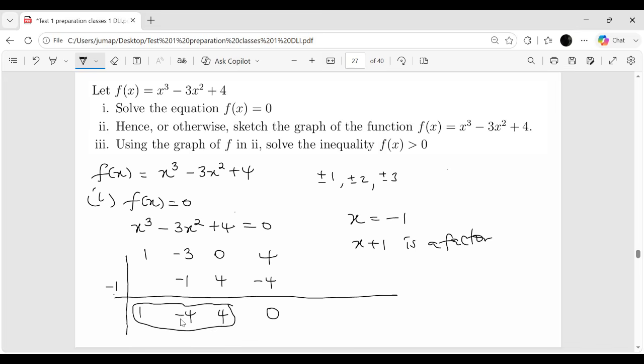You just follow the same order which is here. Because here it was 1 with x to the power 3, this is going to be 1x squared, negative 4x, and positive 4 as a constant. So our factor is x plus 1. Then the new equation we're going to have is 1x squared, which is just x squared, minus 4x plus 4, equals 0. Are we together?